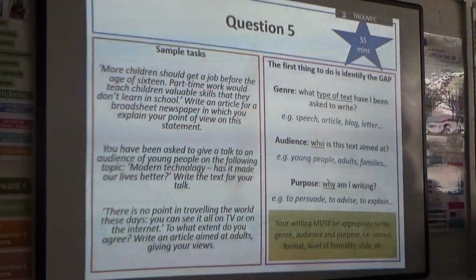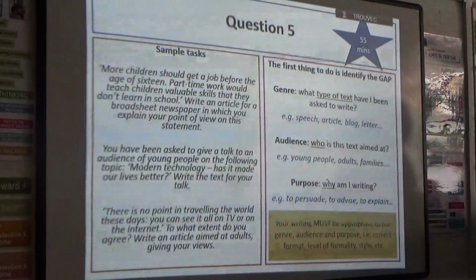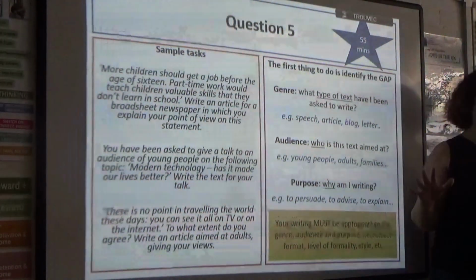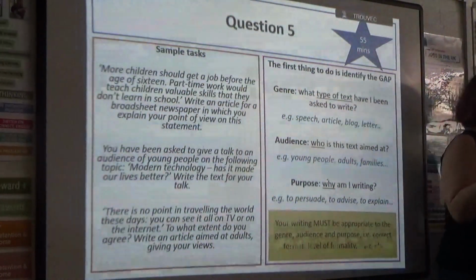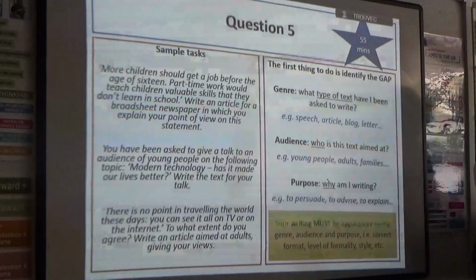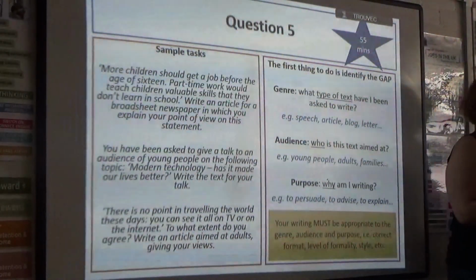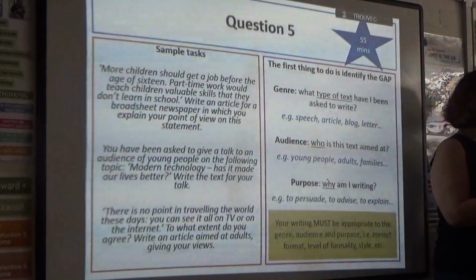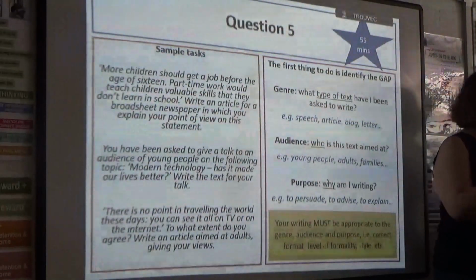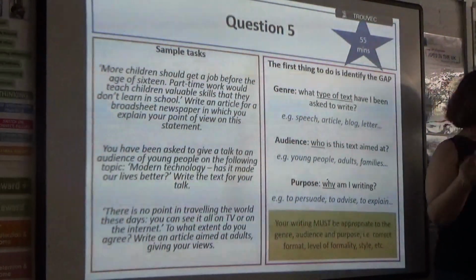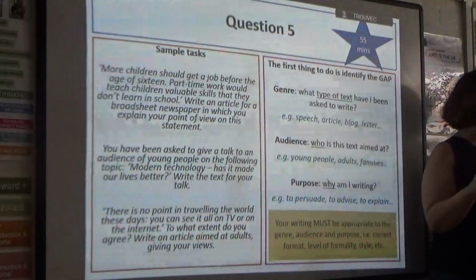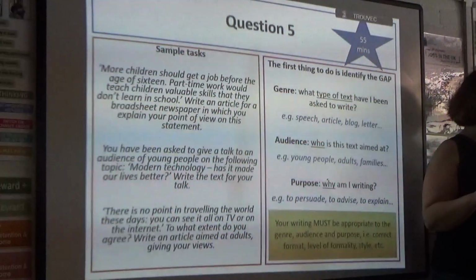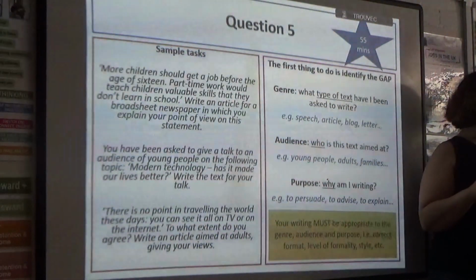So the most important thing that you need to do is pick a viewpoint. Do you agree? Do you disagree? Are you for? Are you against? That's not to say you can't look at the opposite view in a counter argument at some point within your text, but your main focus should be yes or no, agree, disagree. Okay, particularly when you're doing persuasive, you have to pick a viewpoint. Does that make sense? Is that clear?